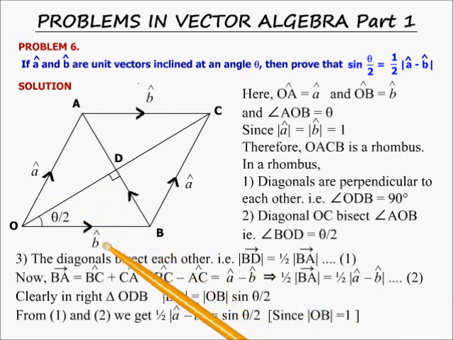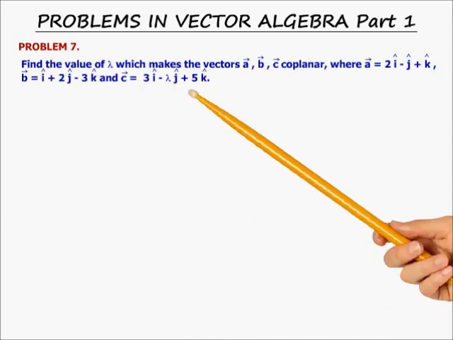Hence, the magnitude of vector BD is equal to half the magnitude of vector A minus B. Clearly, in the right angled triangle ODB, BD equals OB sine theta by 2. Now we know that OB equals 1, therefore BD equals sine theta by 2. Now BD is equal to half the magnitude of A minus B, which is equal to sine theta by 2. Thus we prove our point. Now let's go to the next problem.